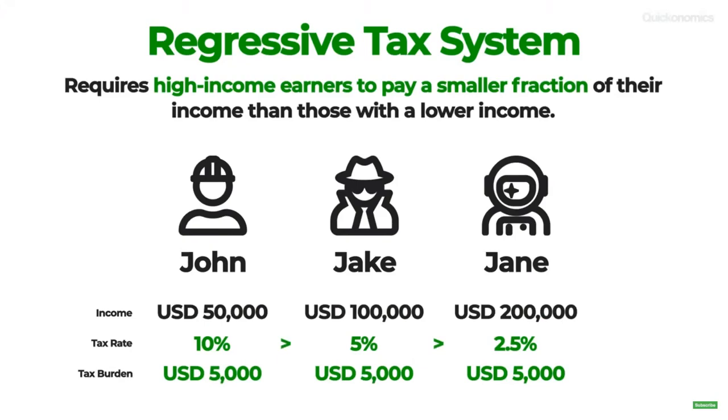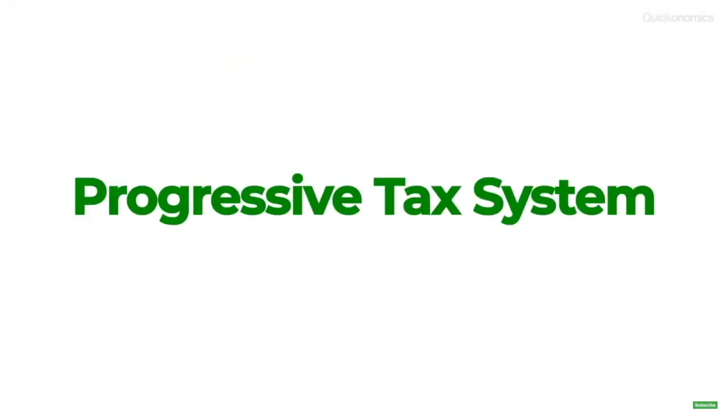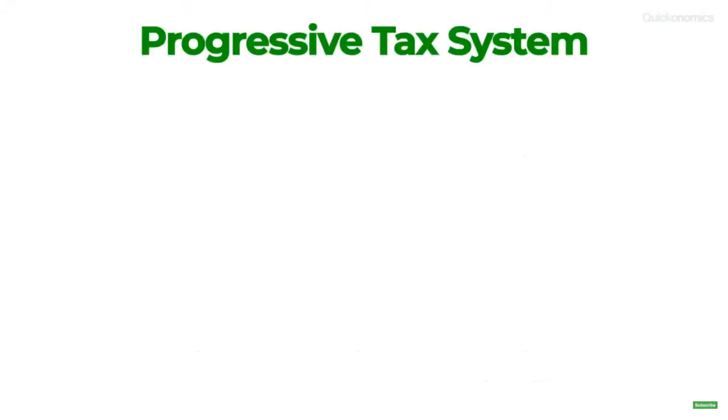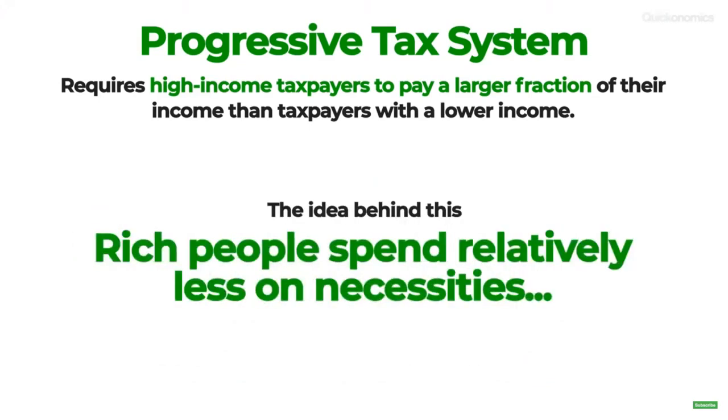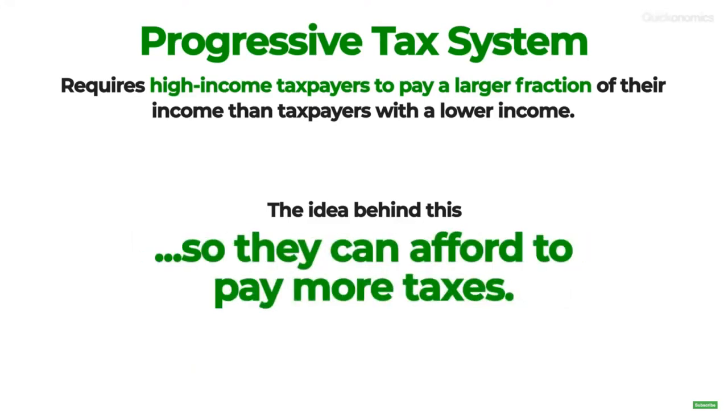Finally, we have the progressive tax system. Progressive taxes require high-income taxpayers to pay a larger fraction of their income than taxpayers with a lower income. That means as the income grows, so does the tax rate. The idea behind this is that wealthy people spend relatively less on the basic necessities in life, so they can afford to pay more taxes and still maintain their standard of living.